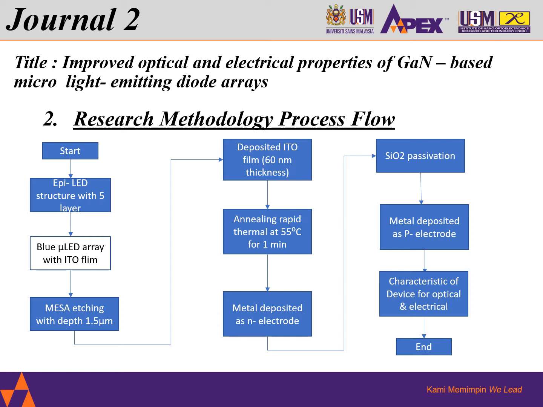The first process is mesa etching with a depth of 1.5 micrometer. The second process is deposition of the ITO film with 60 nanometer thickness. The next process is rapid thermal annealing at 550 degrees C for 1 minute. The next process is metal deposition as the N electrode. After that, perform silicon dioxide deposition. The last process of LED fabrication is metal deposition for the P electrode. Then after completing the fabrication process, the next step is the electrical and also optical characterization of the device.